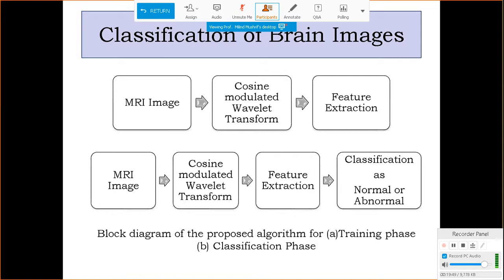And then for testing also, the first 3 blocks are common. The MRI image is first of all pre-processed, then cosine modulated wavelet transform is applied, then features are extracted, and then these features are compared with the features stored in the database, and a classifier is used which gives the result as to whether the testing image is abnormal or normal.